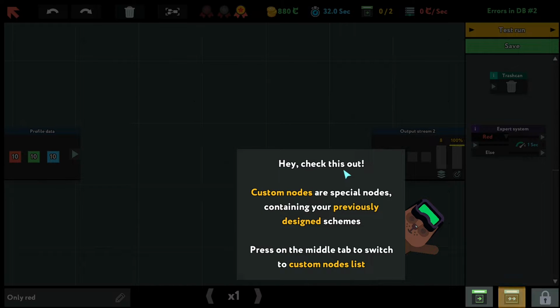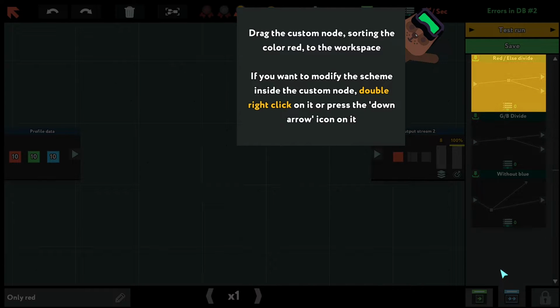Alright, custom nodes are special nodes containing your previously designed scheme. Press on the middle tab to get the custom nodes. So, drag the custom node sorting the color red to the workspace. If you want to modify the scheme inside the custom node, double right click on it or press the down arrow on it.